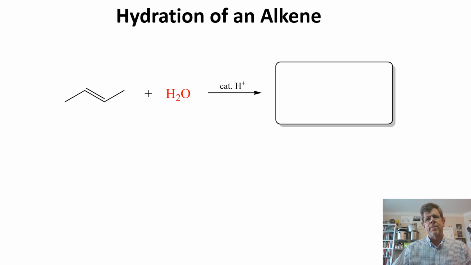So let's look at a potential example of the hydration of an alkene. Here we have, again, playing our favorite game, what's in the box. We have an alkene plus H2O goes with catalytic hydrogen ion or acid over the arrow. That is all diagnostic for the hydration of an alkene.